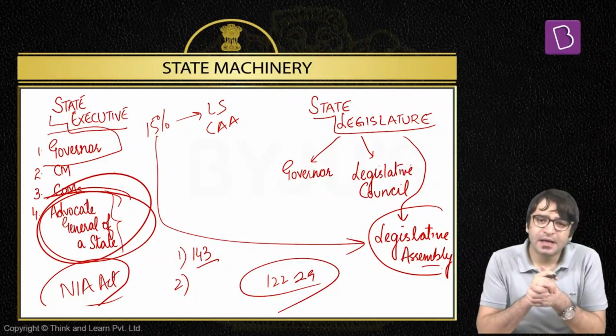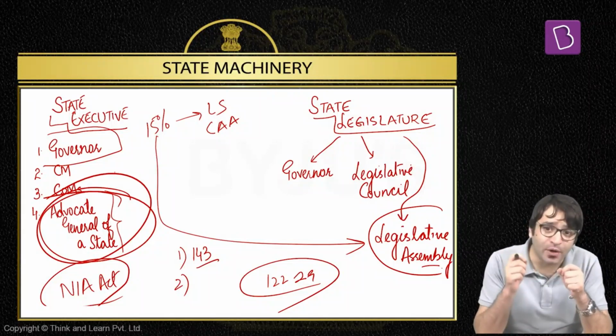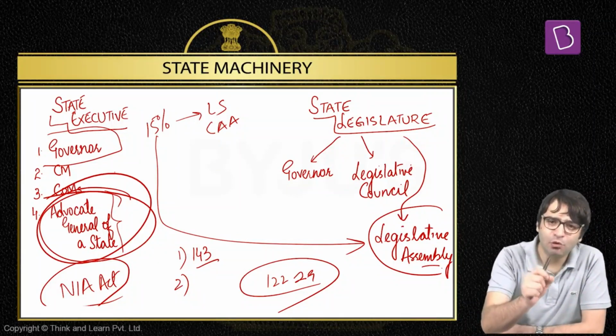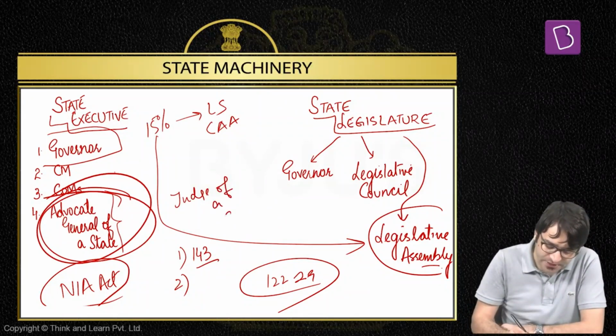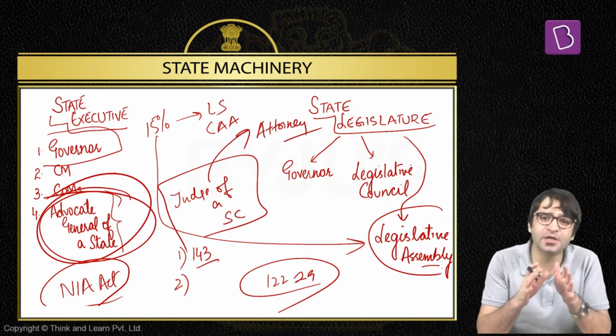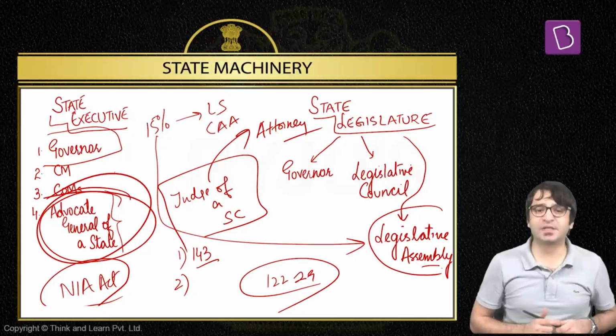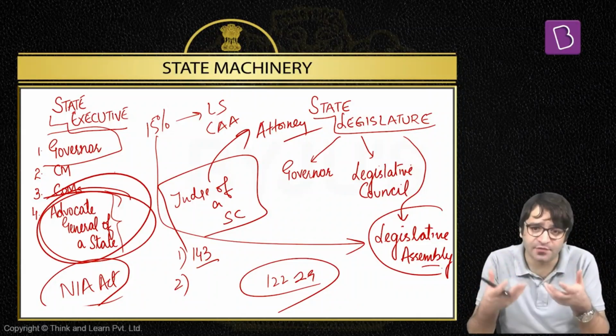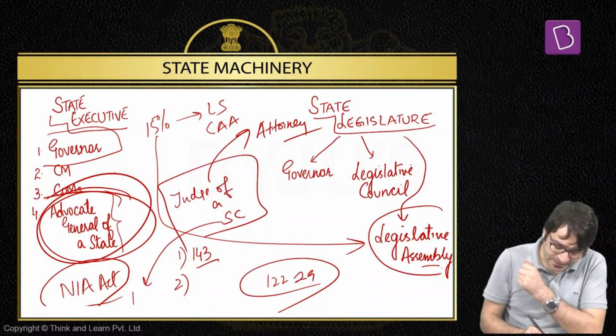When we discuss Attorney General for India, I told you what are the qualifications. Who is qualified to be appointed as the Attorney General for India? Qualification: somebody who is eligible to be appointed as the judge of a Supreme Court. That person is eligible to be appointed as Attorney General for India, right? But when it comes to Advocate General of a state, who is qualified to be appointed as the Advocate General of a state? Somebody who is qualified to be appointed as the judge of a high court.